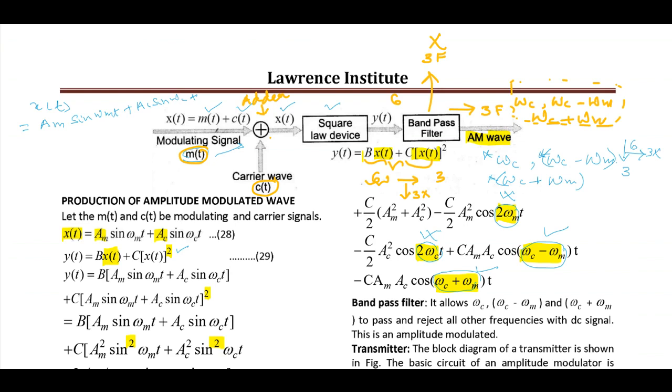So this is the role of the whole system, whose inputs are the carrier signal and the modulating signal. It gives us XT. From XT we get YT. It has got 6 frequencies. 3 frequencies are filtered out by the band pass filter, and these 3 frequencies come out. This is the transmittable signal. It should be fed to the transmitter.